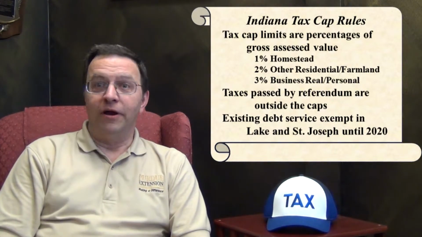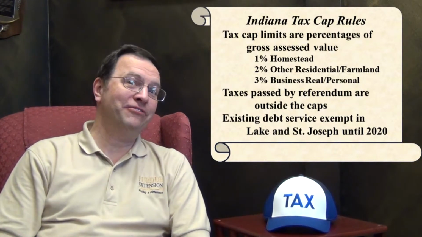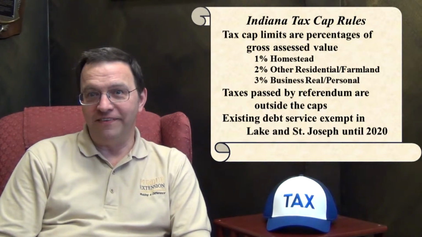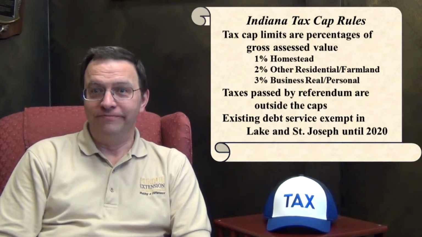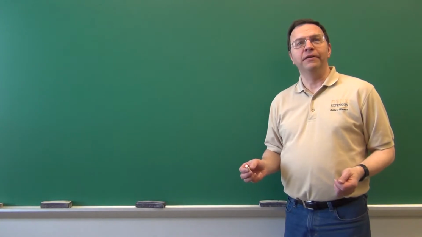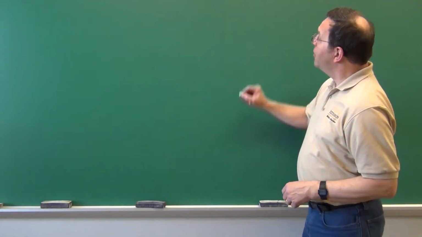The rules are pretty simple. But maybe it's a truism, simple rules often have complicated consequences. The tax caps sure do. To understand how the tax caps work, it helps to take a look at a homeowner's tax bill. Let's do that. A good way to understand the tax caps is to look at a tax bill. Let's look at the taxes on a homestead.